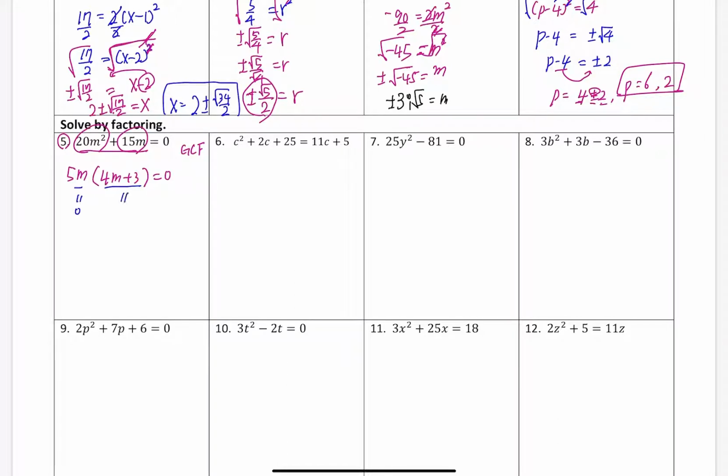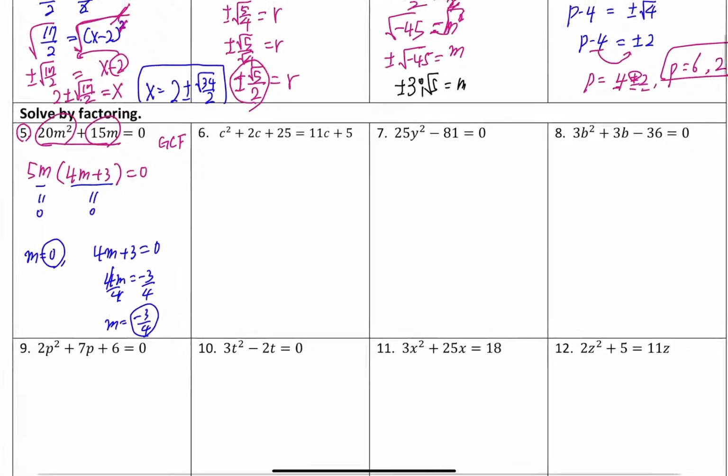m equals 0 or 4m plus 3 equals 0. So m equals 0 is first solution. The other solution is 4m plus 3 equals 0. 4m equals -3. m equals -3 over 4. These two are answers. Question number 6.